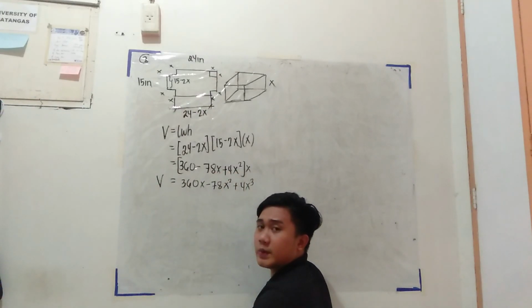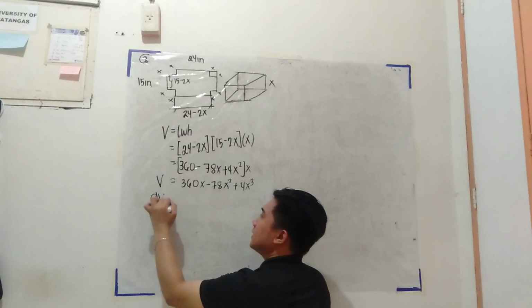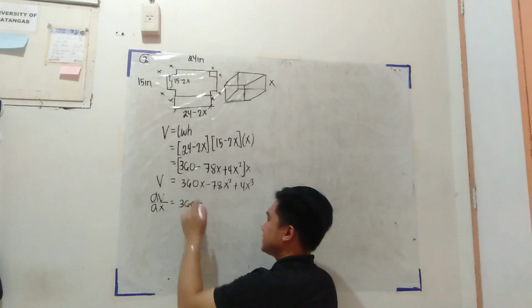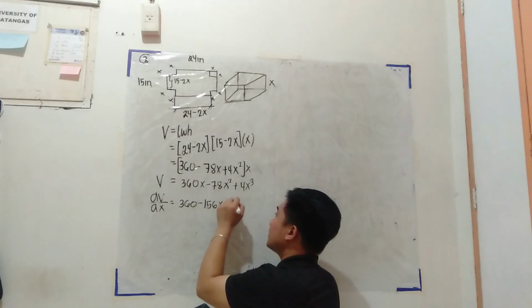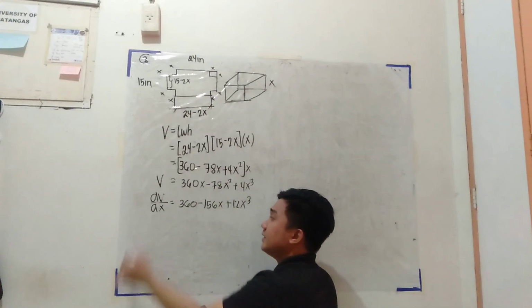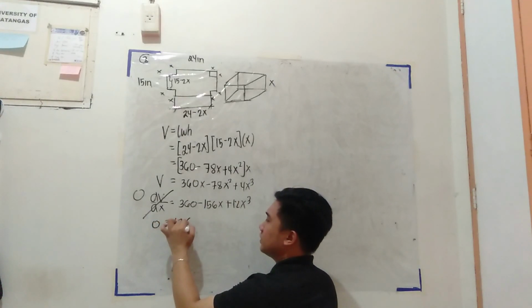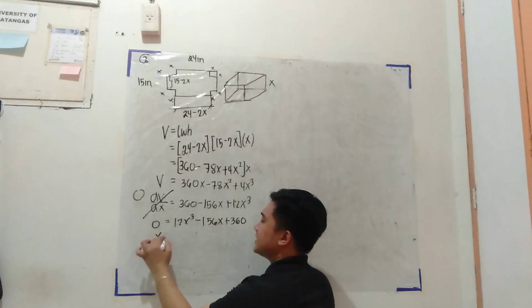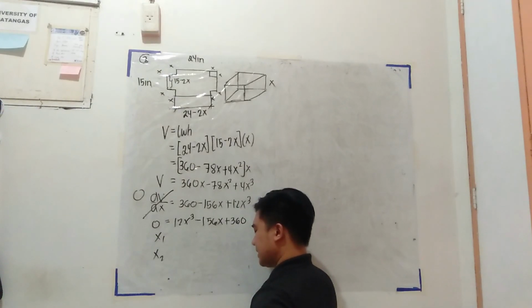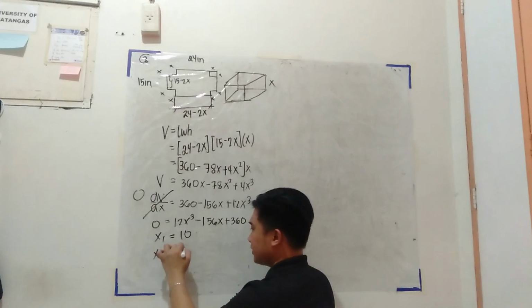So, meron na tayong working equation, we can now start differentiating. So, dV/dx is equal to 360 minus 156x plus 12x squared. And then, we set dV/dx to 0. 0 is equal to 12x squared minus 156x plus 360. And since, again, this is quadratic, we have two possible answers. So, it could be either 10 or 3.